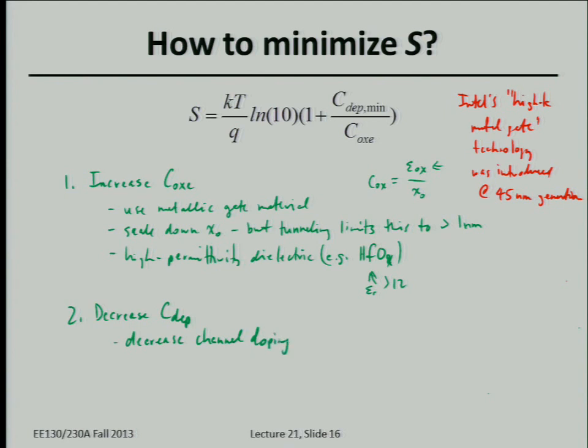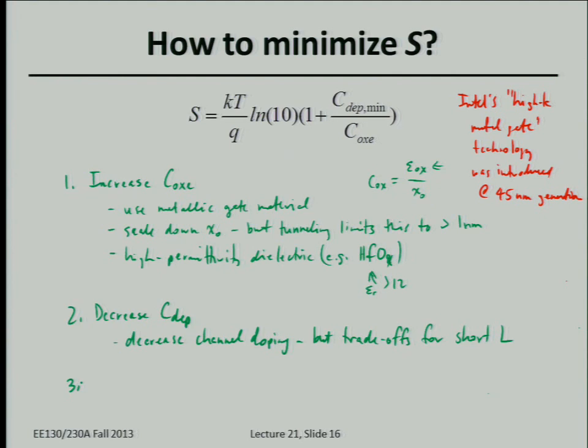Okay, next week we're going to talk about some trade-offs here. So yes, you can decrease the channel doping and you can get steeper subthreshold swing. But there are trade-offs for short channel devices. So we'll cover that next week. Okay, there's one more way. Looking at this equation, what else can you possibly change?